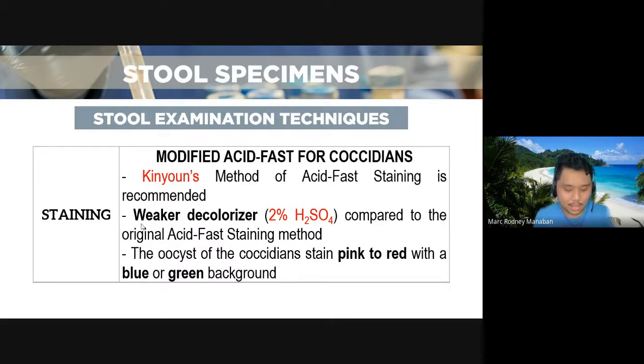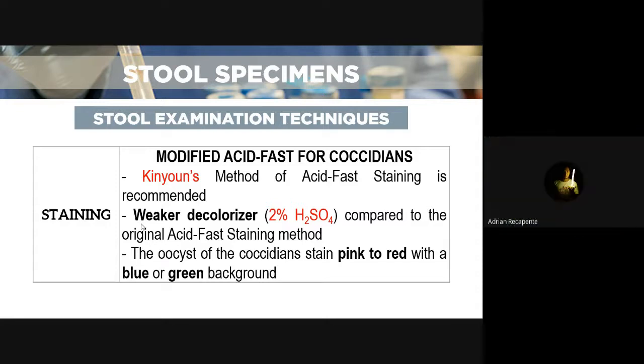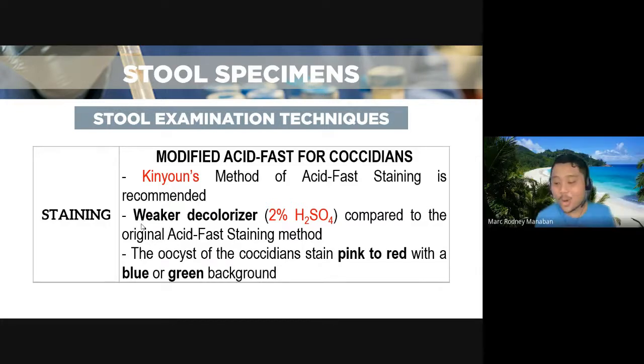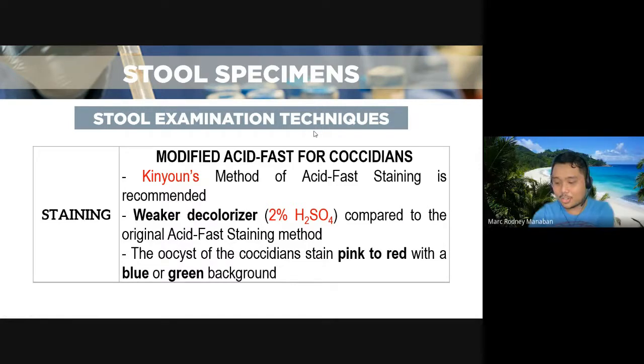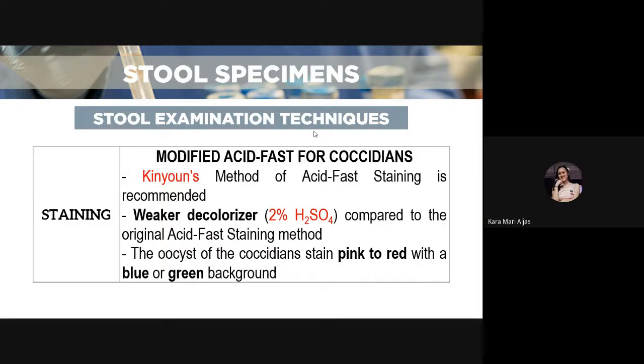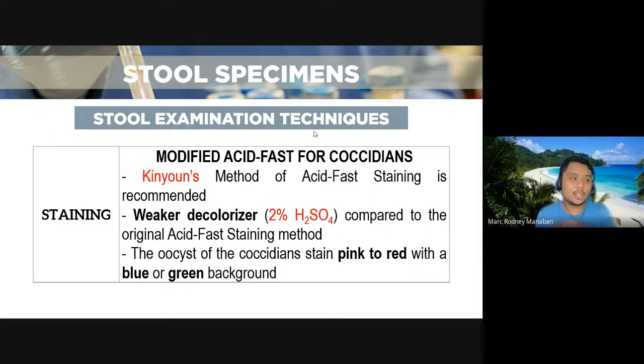So let's review. When you say an organism is acid fast, what component of the cell wall makes it acid fast? Mycolic acid. Okay, very good. Mycolic acid. That's good that you remember.